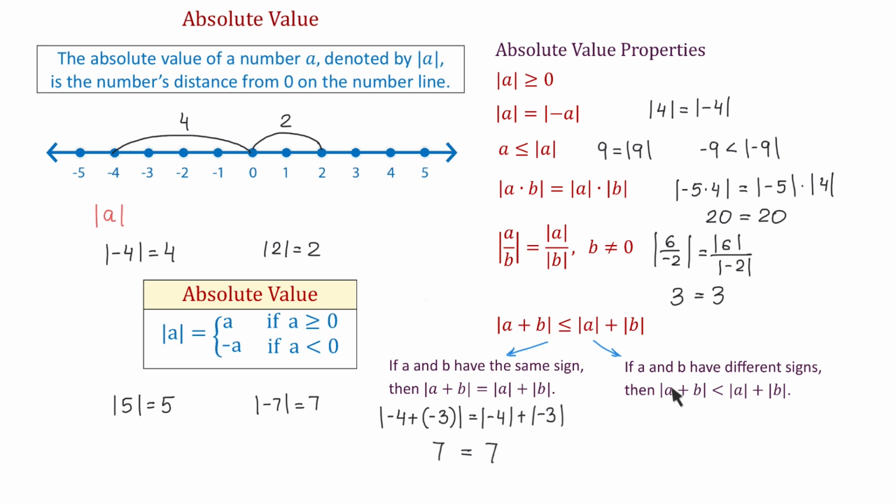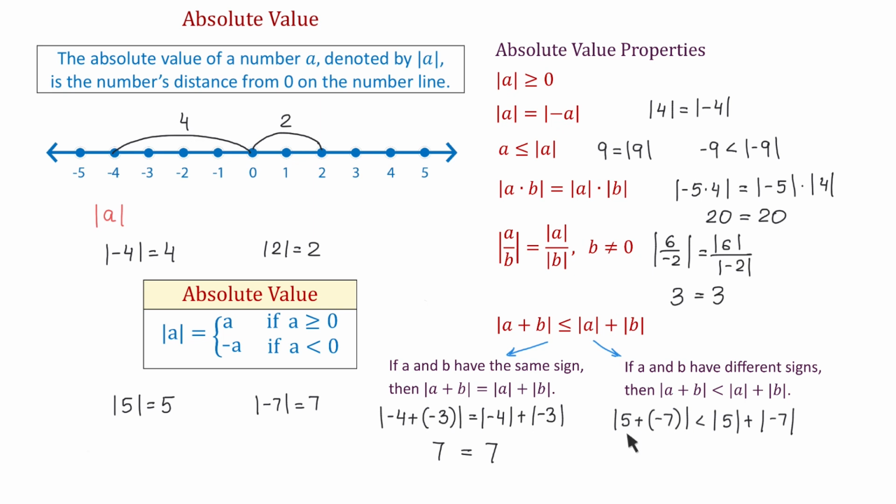But now, if a and b have different signs, then the absolute value of a plus b is less than the absolute value of a plus the absolute value of b. For example, let a be 5 and b be -7. Then the absolute value of 5 plus -7 is less than the absolute value of 5 plus the absolute value of -7.